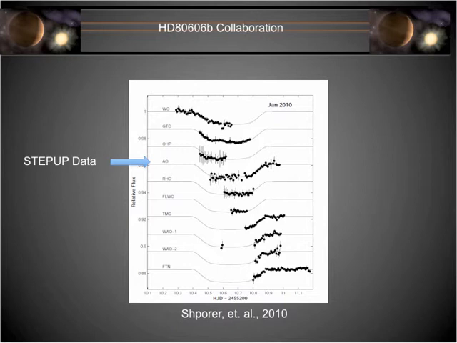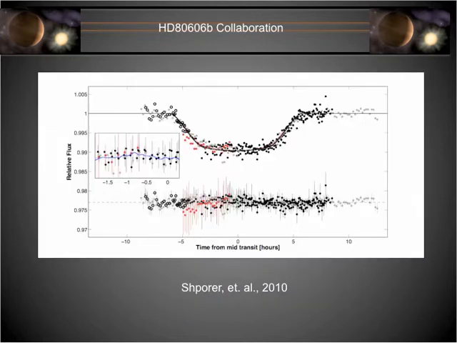So using our data combined with everyone else's, that's when we were able to produce this really nice graph that's got this really beautiful light curve displayed in it. And this made it to a publication in the Astrophysical Journal, which was called Ground-Based Transit Observations of HD 80606b.